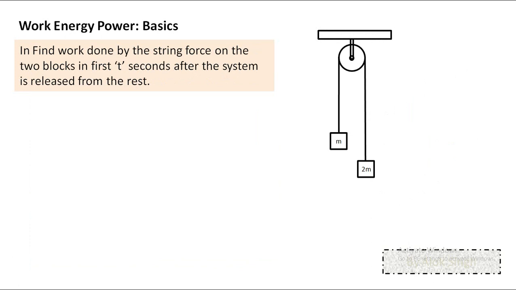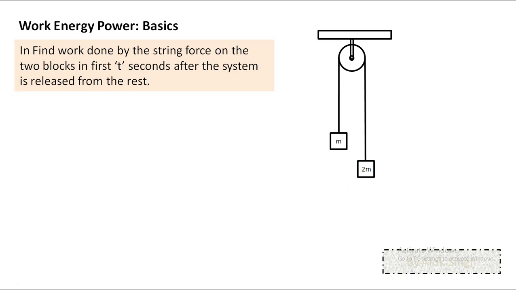So this is a typical Atwood machine. One side mass m, other side 2m. Find work done by string force on two blocks in first t seconds after the system is released from rest. So we have to find work done by string force on two blocks. There will be string force acting on block m, there is string force acting on 2m. We need to find work done in first t seconds after the system is released from rest.